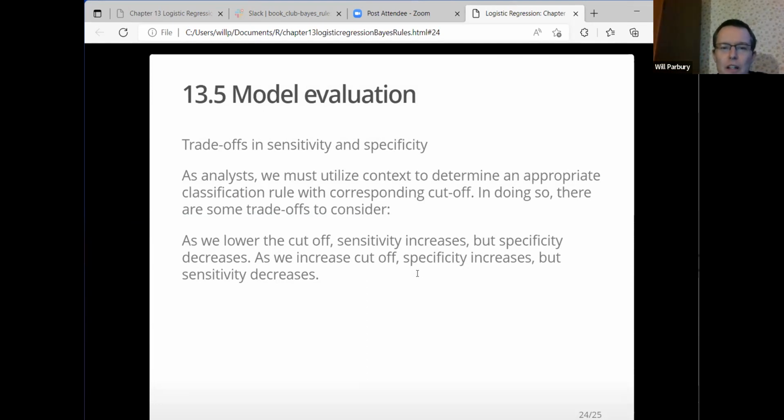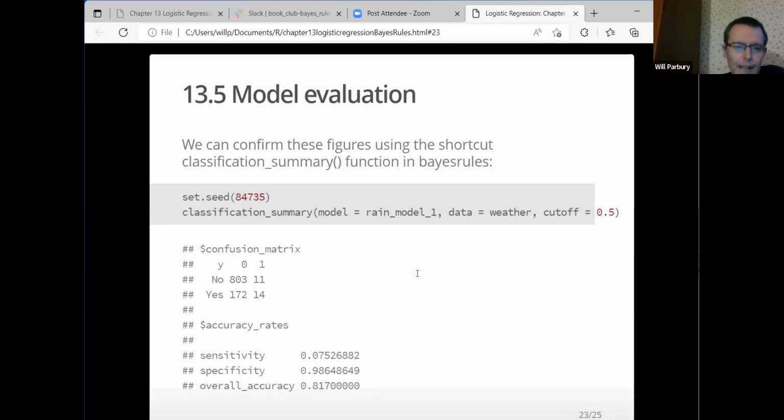As analysts, we must utilize context to determine an appropriate classification rule with the corresponding cutoff. In doing so, there are some trade-offs to consider. As we lower the cutoff, sensitivity increases, but specificity decreases. As we increase the cutoff, specificity increases, but sensitivity decreases.